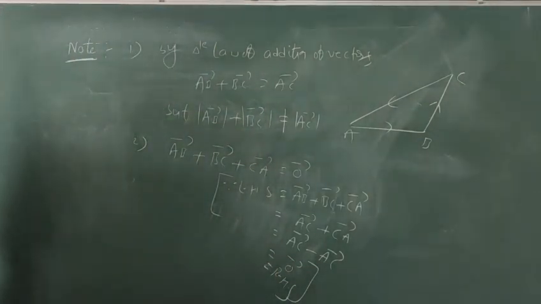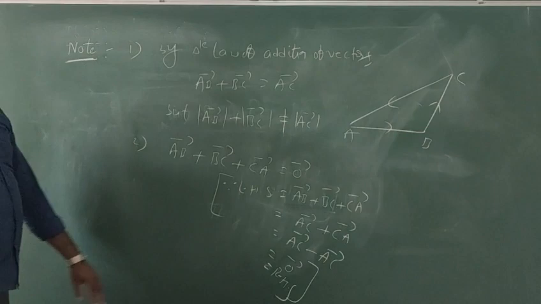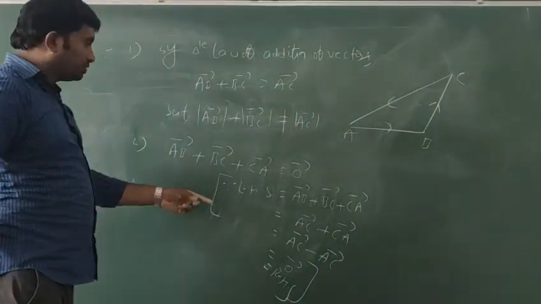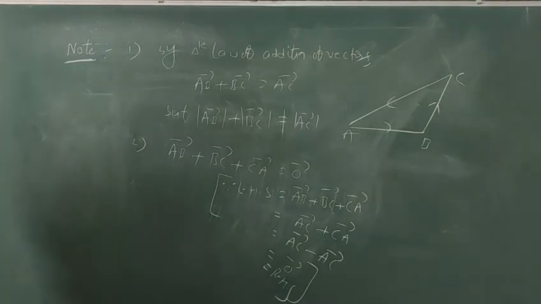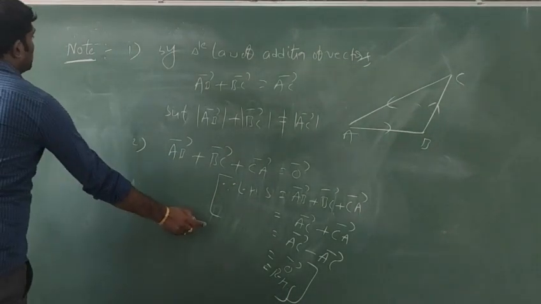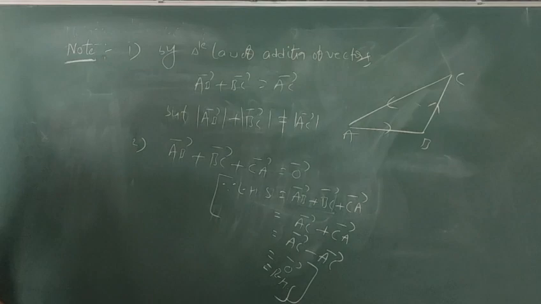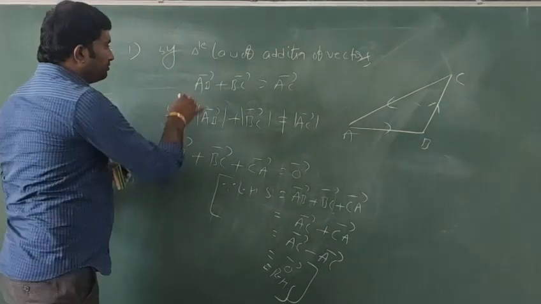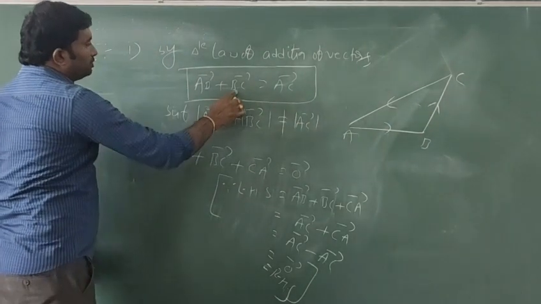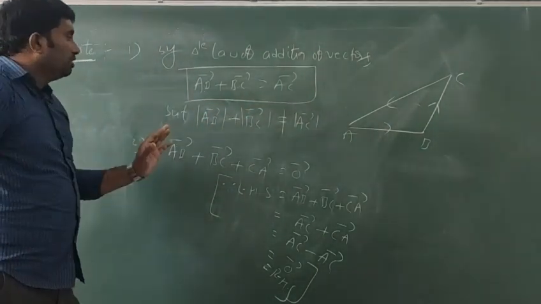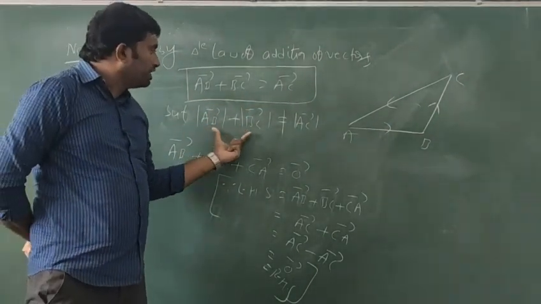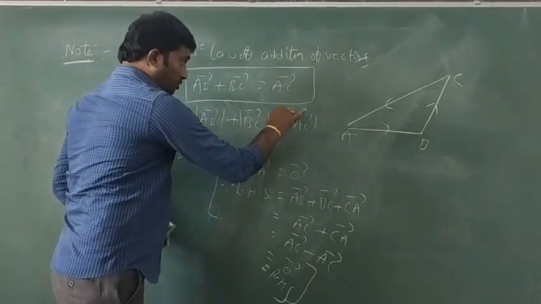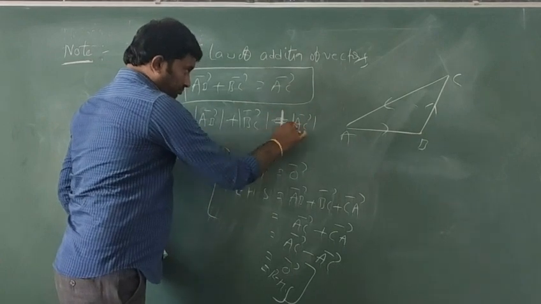So write it clearly. You can start from this side also. AC bar plus CB bar plus BA bar is also the null vector. Try to write it clearly with proof. This is the triangle law of addition of the vectors. That means the sum of two vectors is a vector. But the sum of the magnitudes of these two sides is not equal to the magnitude of the third side. This is not possible.